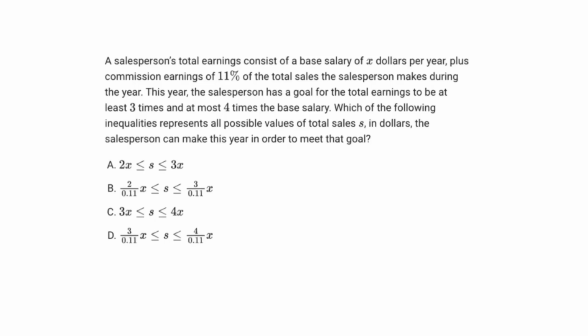A salesperson's total earnings consists of a base salary X dollars per year plus a commissions earning of 11% of the total sales the salesperson makes during the year. All right, so let's just write this out. So the salesperson is going to make a base salary of X, and he's going to get on top of that 11%. So we'll just express this as 0.11 of the total sales. So the total sales, let's just call it S.